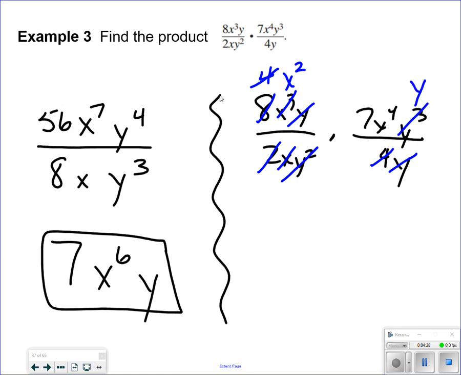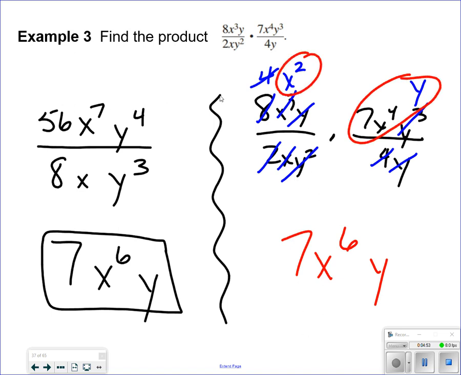And so now, here's what I have left. I have a 7. I have an x to the 4th and an x to the 2nd, which makes x to the 6th. And I have a y left over. So notice, it can be done, but I don't recommend it, especially for those people that may struggle. All I did was take what I had left after I got done canceling and multiplied them together. So from now on, I will always do it this way, but I wanted to show you it is possible.